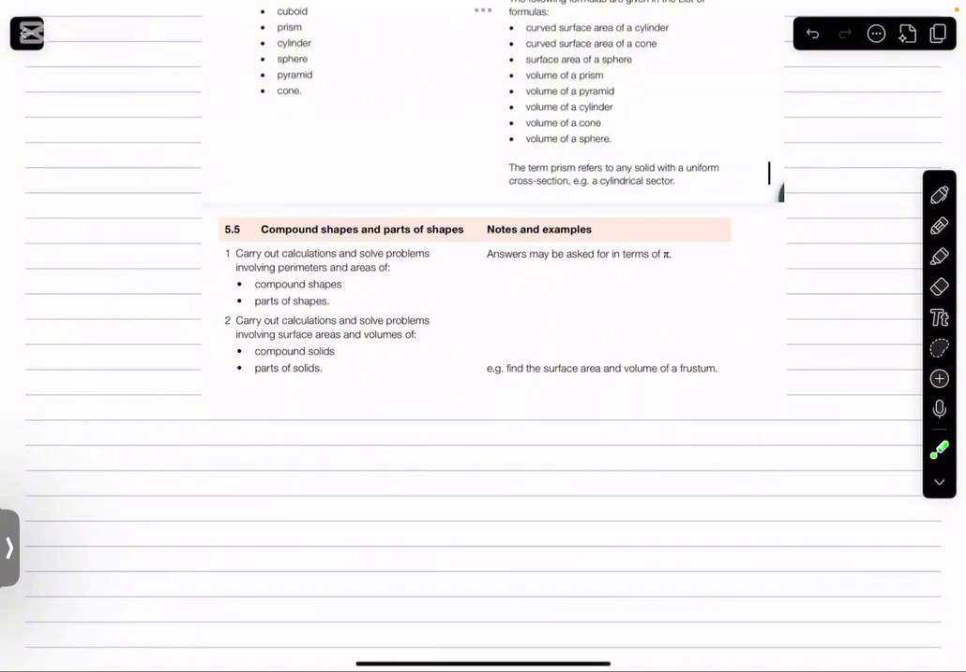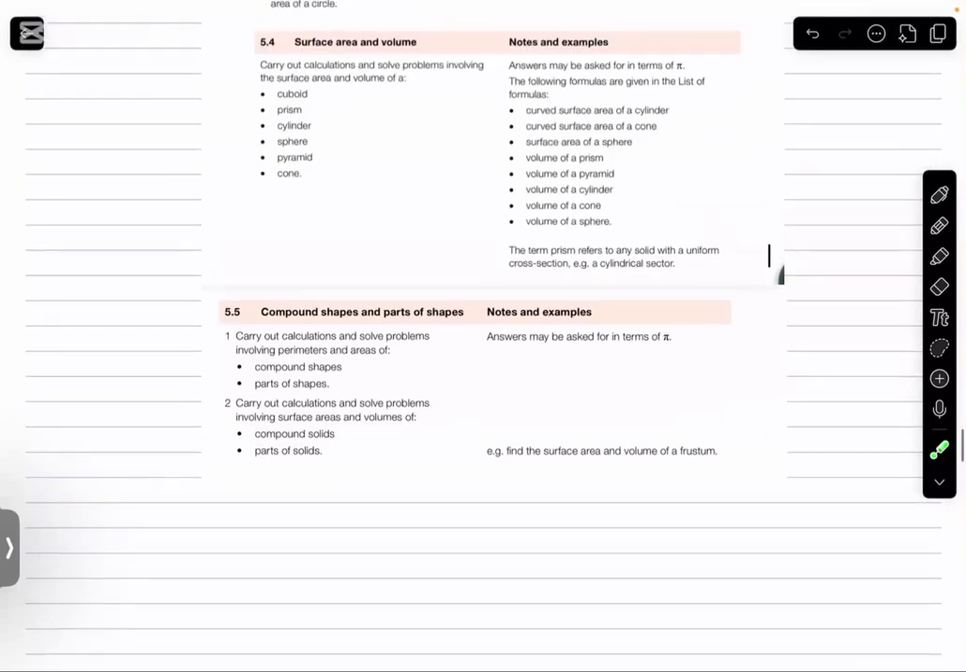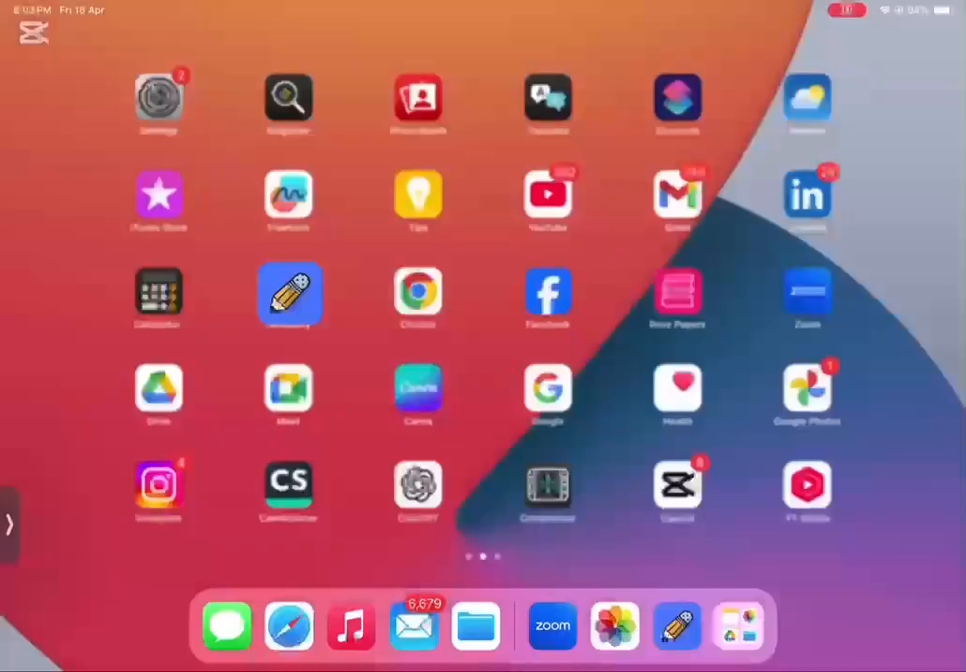And then one thing they had written very clearly here is to find the surface area and volume of a frustum. So I hope you know what a frustum is, but if you don't, I will start the explanation of a frustum and then we'll move on to our past paper queries. But before that, I need to see if there are any queries. Let's do that.